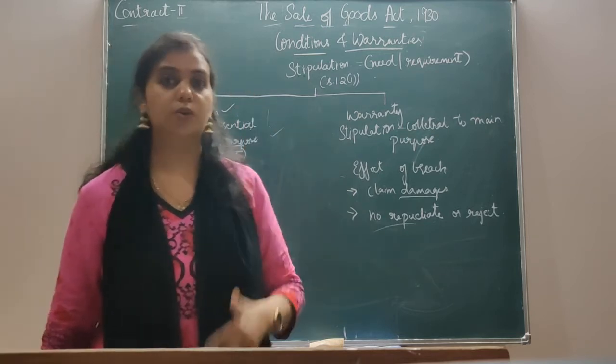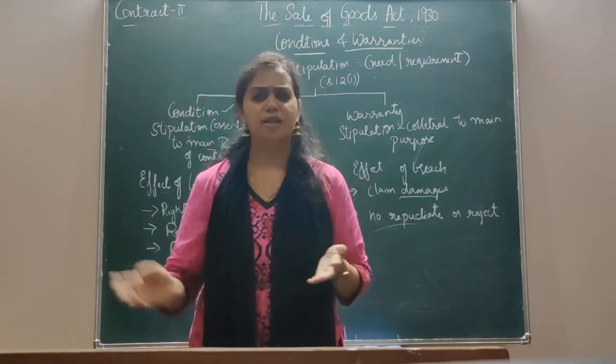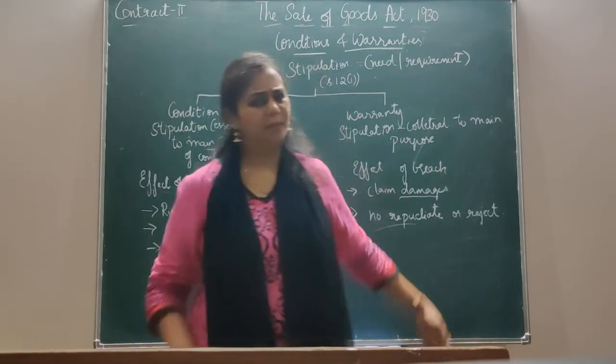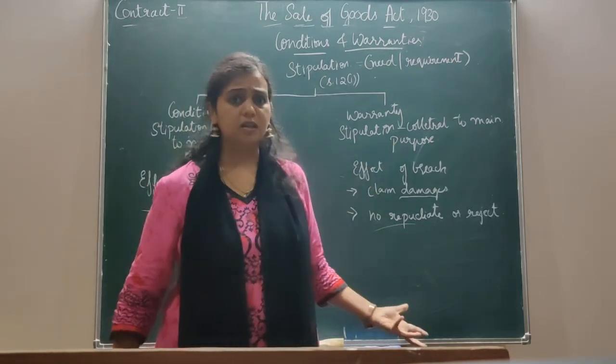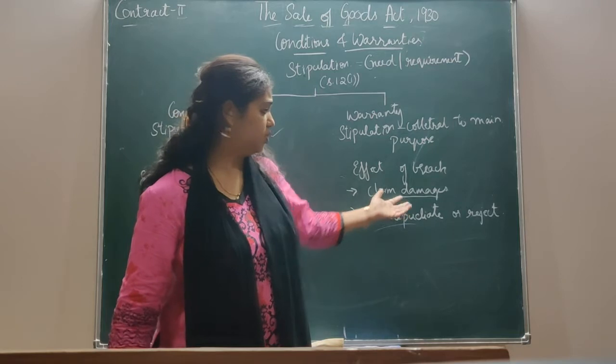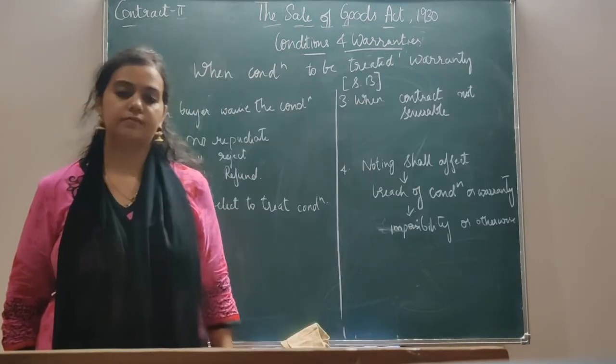Clear? From this you can get to know that when the main purpose itself is breached, you can repudiate, you can ask for a refund, or you can reject the goods. Whereas when there is a breach of the secondary purpose for which you have bought it, you can only claim damages. You cannot repudiate or reject the goods.